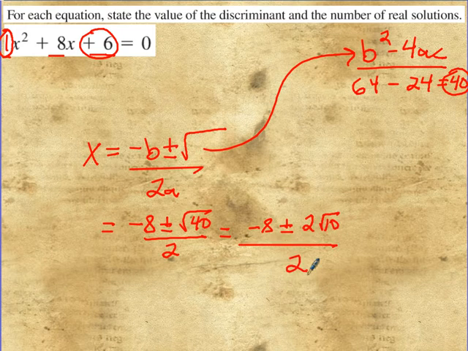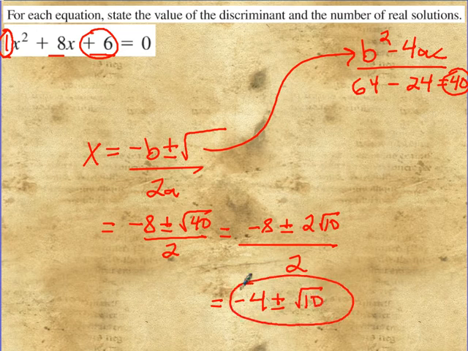Everybody okay with that? There are two different terms on top. There is a single term on bottom, which is a 2. Distribute that 2. Divide by 2, divide by 2 to clean up your answer. Negative 8 divided by 2 is negative 4. You cannot divide a radical by a number, but you can divide 2 by 2, which gives you a 1. So your two answers, negative 4 plus root 10 and negative 4 minus root 10.